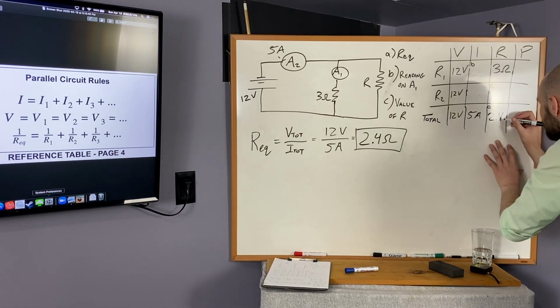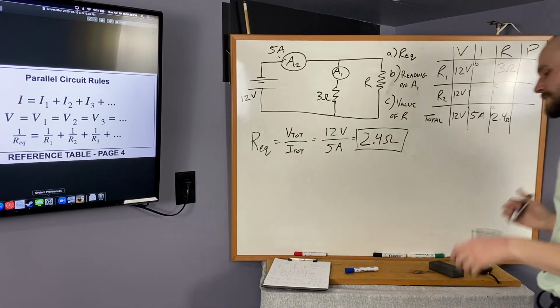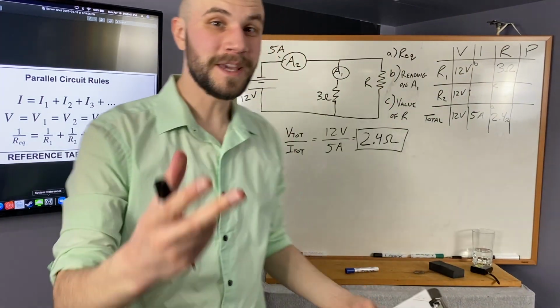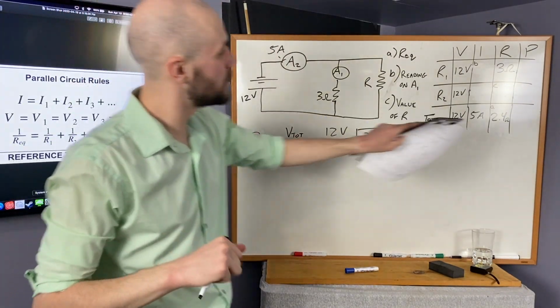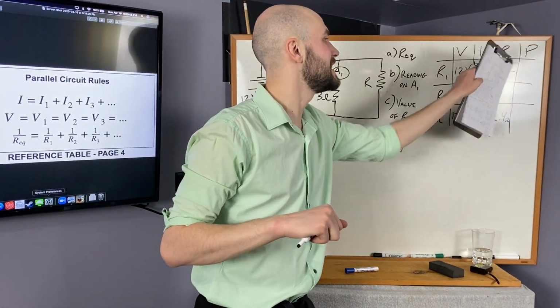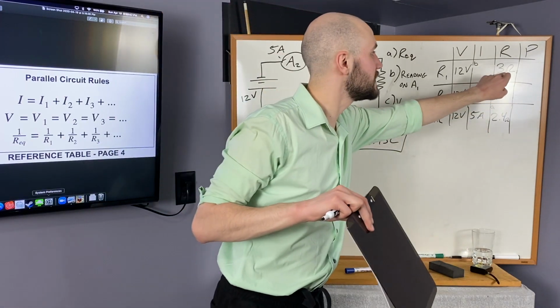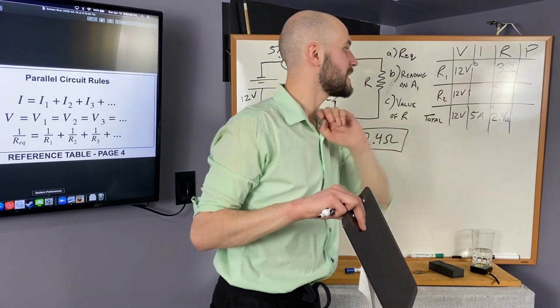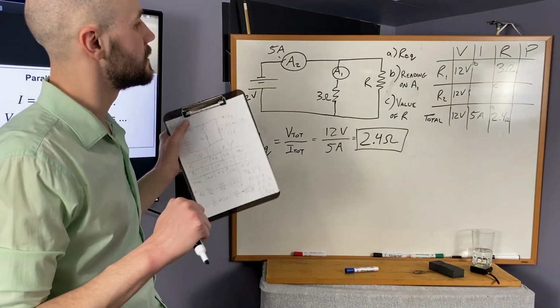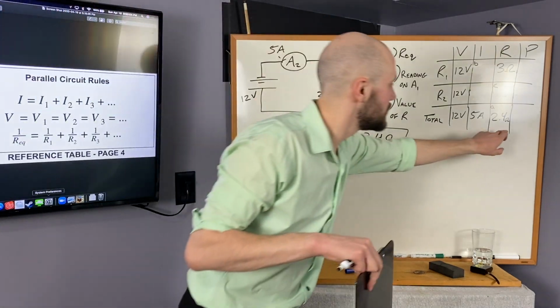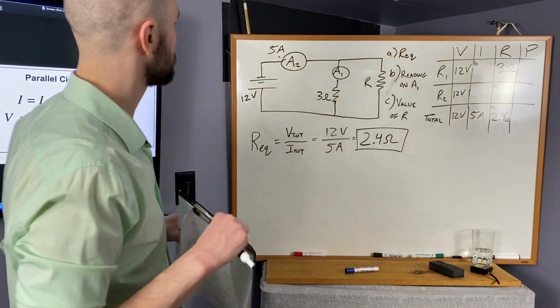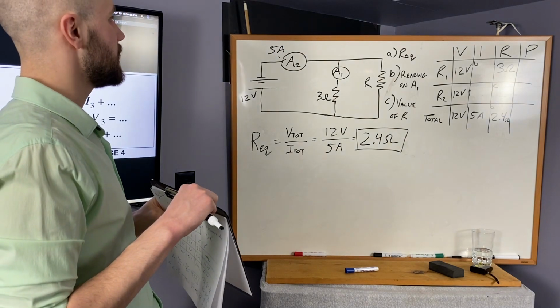2.4, don't forget your units of ohms. Let's check here. We know for parallel circuits that the equivalent resistance has to be less than each one of these resistors. We're definitely less than 3. We'll have to double check and see when we figure out the value of resistor 2 that this has to be less than that one. All right, that's part A.